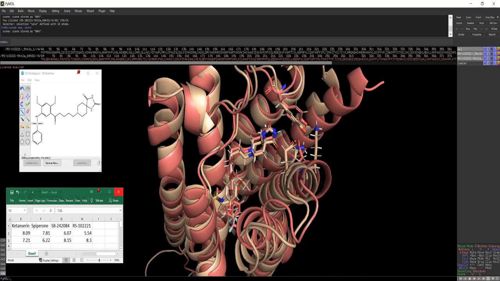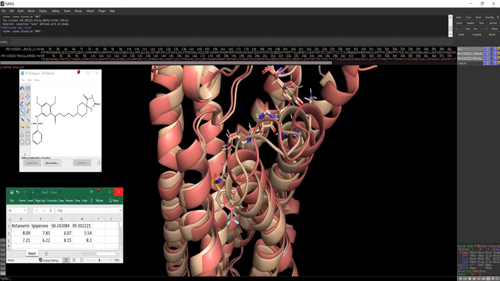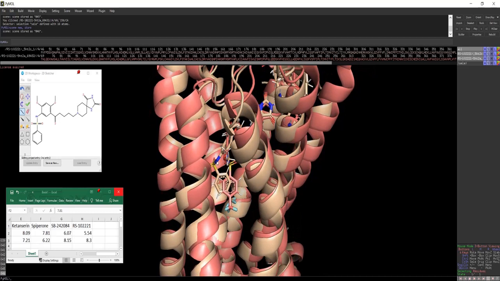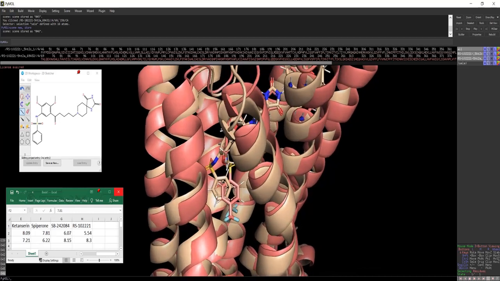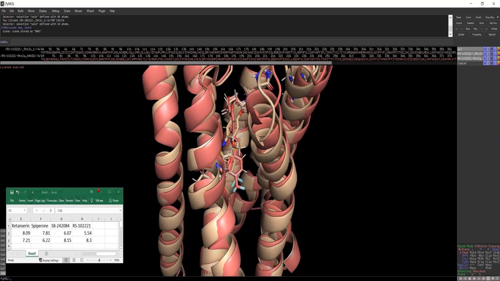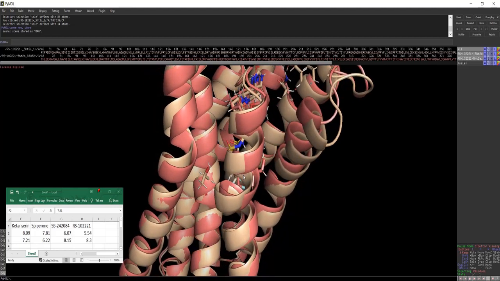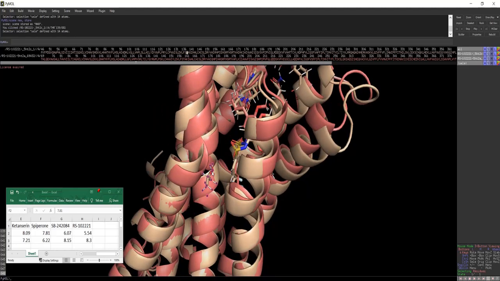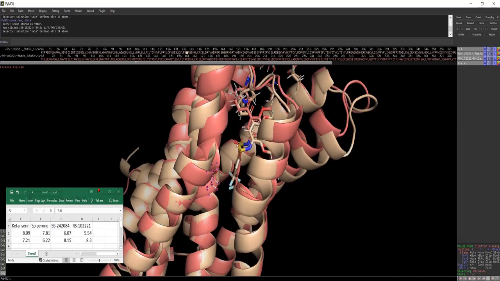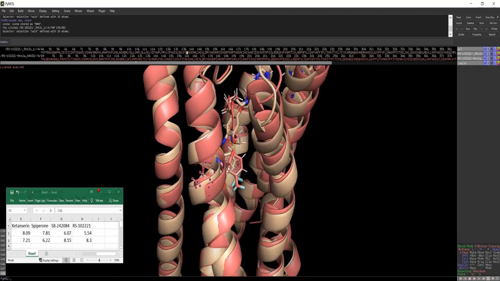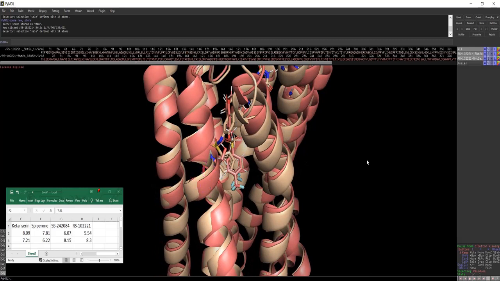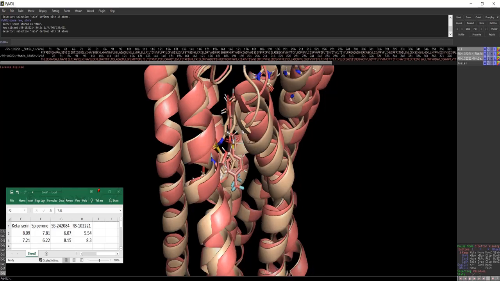So what makes this one selective then? Well, in this case, because of this shifting towards the left, it has a unique interaction with a serine 239 over here. Additionally, you can also get a unique interaction here with threonine 139 with the oxygens over here as well. So this gives this compound a unique interaction here with helix 3 that enables it to bind selectively to 5-HT2C.